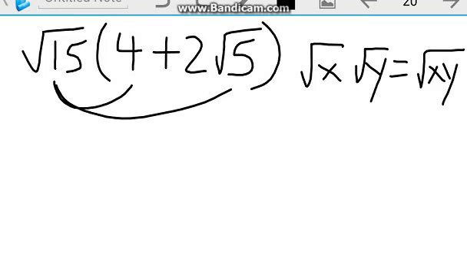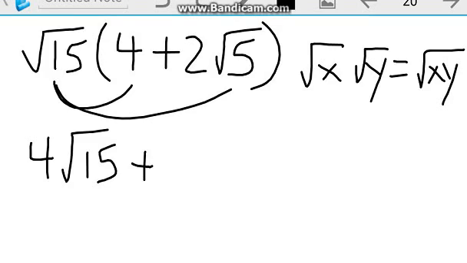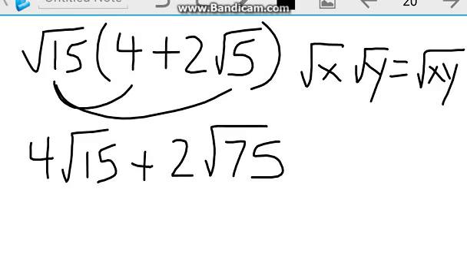So when we're doing the distributive property, we're going to multiply radical 15 by 4, and we're just going to have 4 radical 15. So think of the radical kind of like an x. It's like its own term. Now radical 15 times radical 2 radical 5: radical 15 times 2, we can't do much about that, but radical 15 and radical 5 is radical 75, so we're just left with 2 radical 75, all because of this rule.